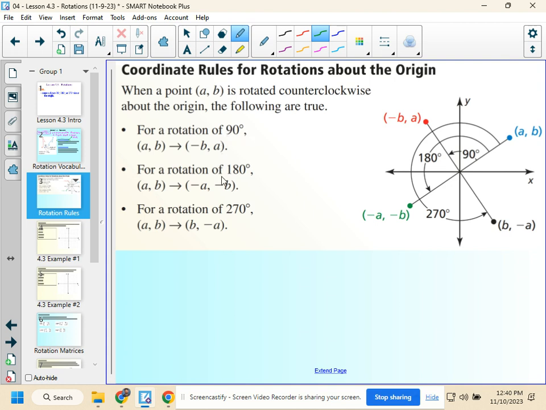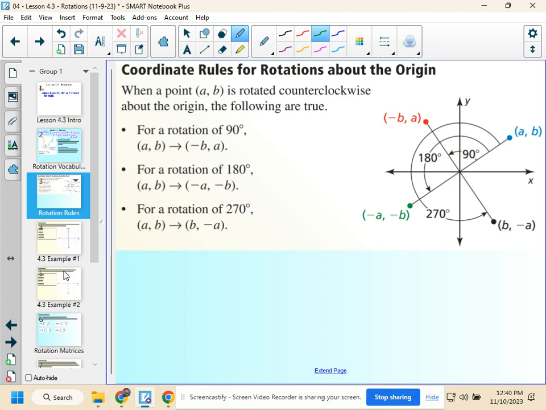Then we added these rules, which look very similar to our reflection rules. If you want to do a 90 degree rotation, take the point (a, b) and turn it into the point (opposite of b, a), and so on. For 180, it's a different rule. For 270, it's a different rule. So add those to your notes, and then basically we practiced them.